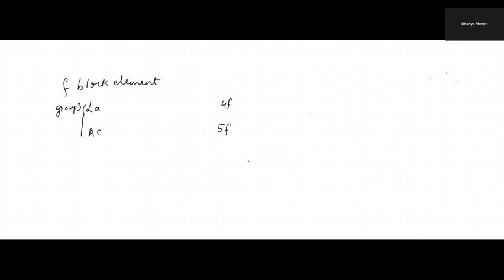So for lanthanides, the general electronic configuration comes to, after 54, 4f 1 to 14, 5d 0 to 1, and 6s2.